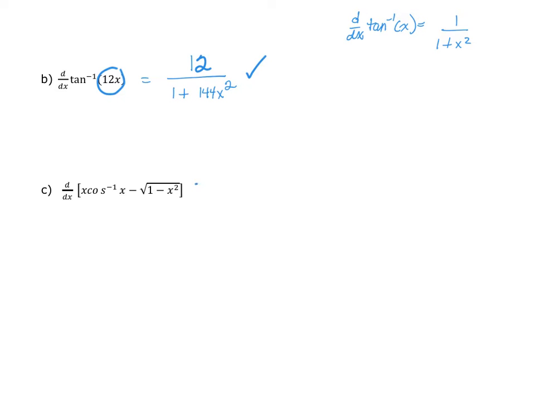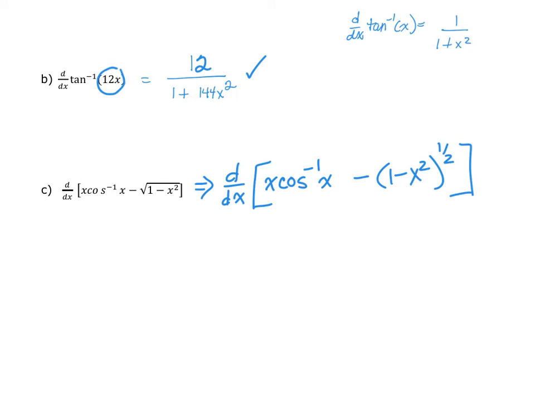Taking a look at this next example, we have the derivative with respect to x of x times inverse cosine of x minus the square root of 1 minus x squared. I'm just first going to rewrite this so that it will be easier for me to take the derivative of the second piece using the power rule. So x inverse cosine x minus 1 minus x squared to the 1/2 power. Now I'm ready to take the derivative.